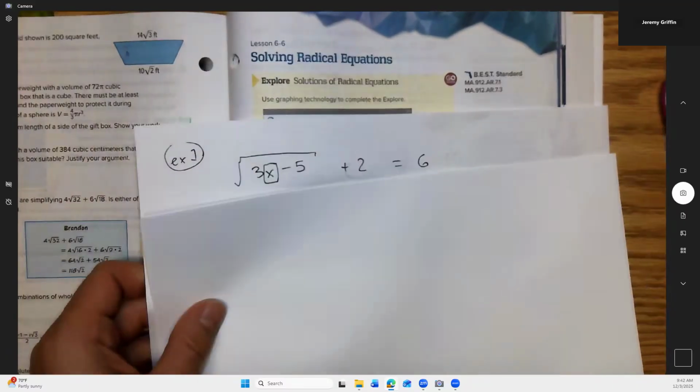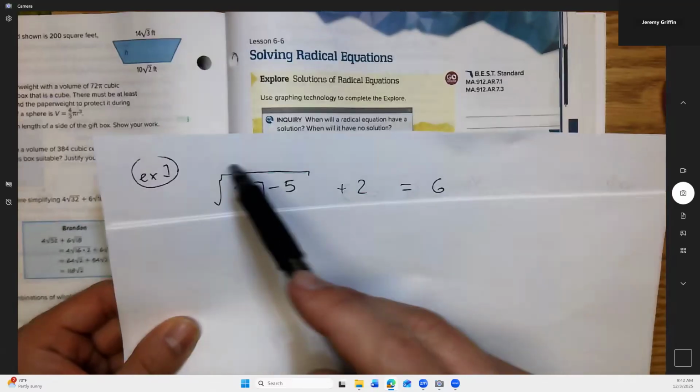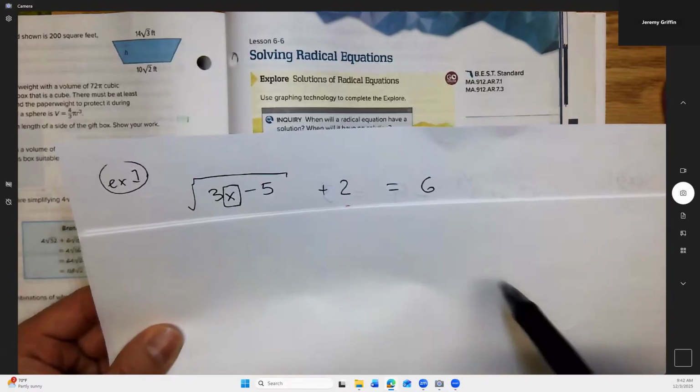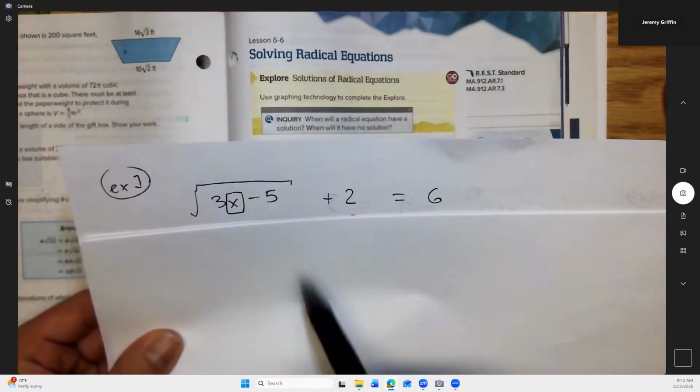Example 1. Okay, so solving radical equations. Radical just means there's some kind of root. It might be a square root or a cube root. You're mostly focused on square roots. And solving means, well, maybe you're solving for x. So how can you solve for x? Let's go through all the steps.